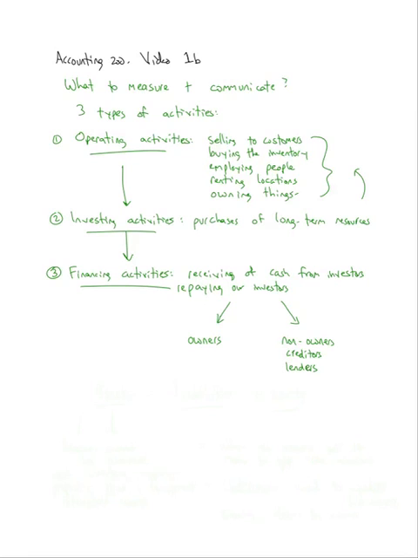So how do we record all of these types of transactions in a clear, logical, and easy to follow format? Well, accountants have come up with a framework called the Basic Accounting Equation, and this is something that you're really going to have to know. Fortunately, it's pretty simple.